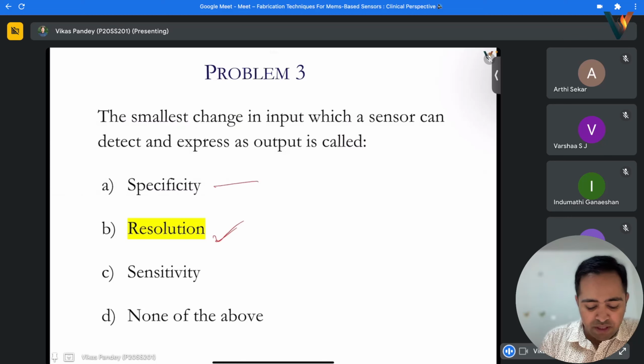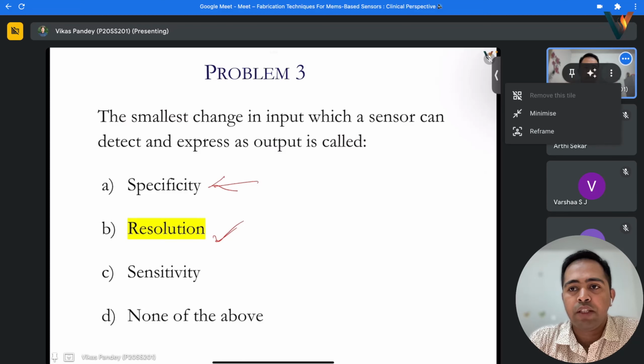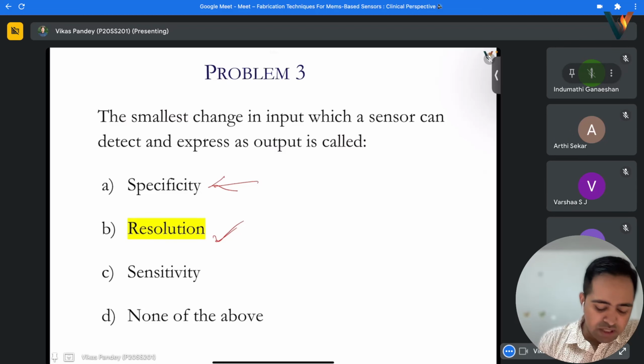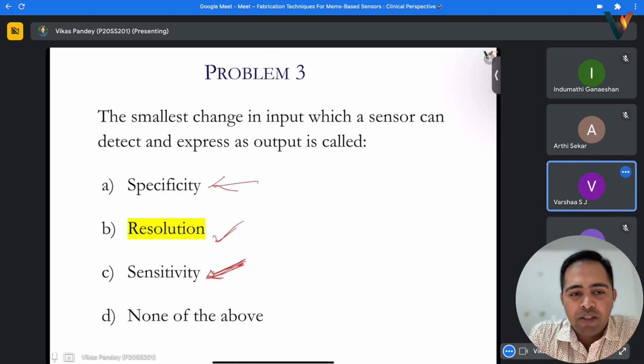Anyone knows what is specificity? Anyone, please? Or sensitivity? Please respond. If you respond, then only we will be able to have this interactive session. Otherwise, it will just be a lecture. And we have adequate time. Yeah, please.